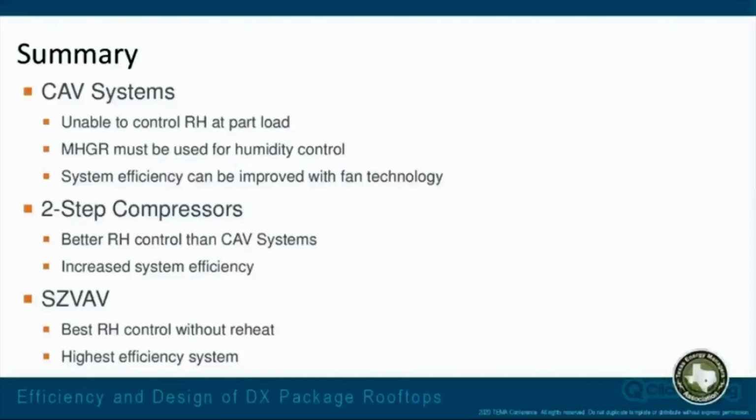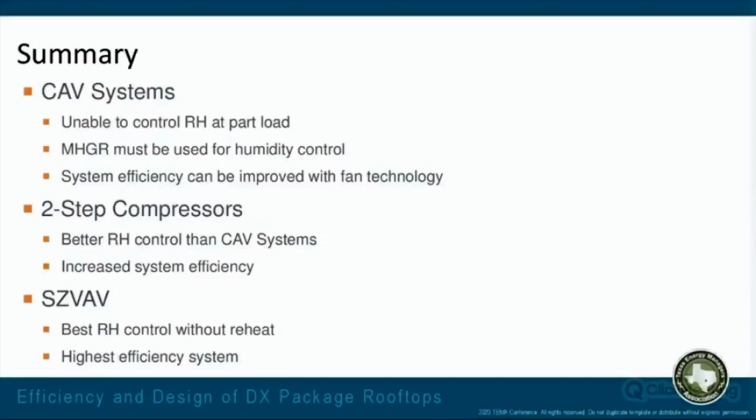So to wrap this up, constant volume systems are unable to control relative humidity at part load. It's just not in their nature. When all you have is on and off, you don't have a good way of controlling your relative humidity. So if you've got a constant volume system, you must use your modulating hot gas reheat for humidity control, which is a very good method of humidity control, but not necessarily the best for energy for a lot of systems.